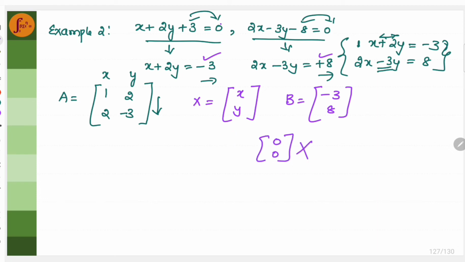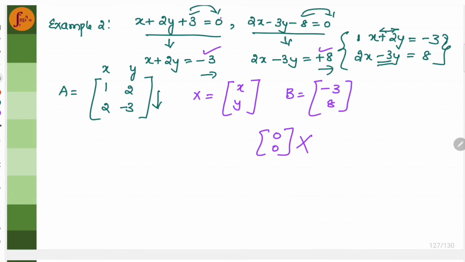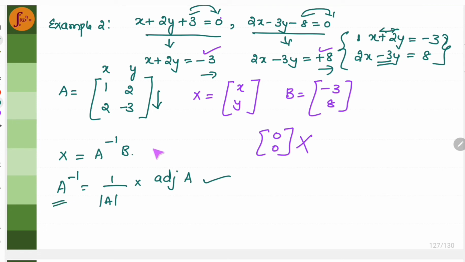This is wrong. You have to shift these numbers to the right hand side and then put those numbers in this matrix B. So the rest of the approach is the same, right? X is nothing but, let's write down the formula: X is equal to A inverse into B. To find A inverse, we write 1 by determinant A into adjoint of A. We use this formula first, get A inverse, substitute it in this formula, and then you get matrix X. From matrix X, we can find the values for X and Y. Same method as in the earlier example.